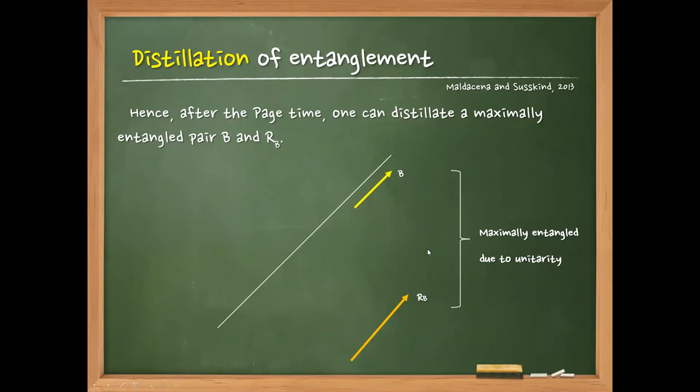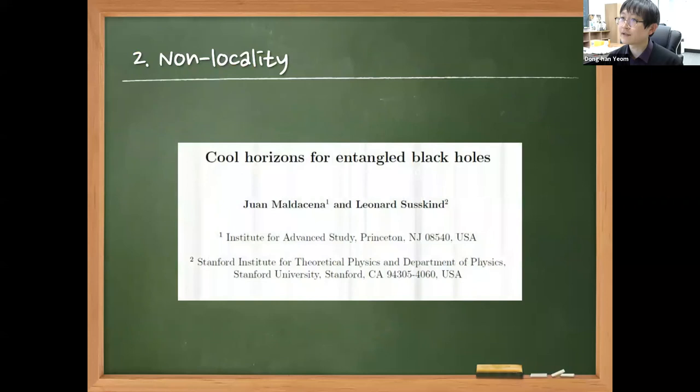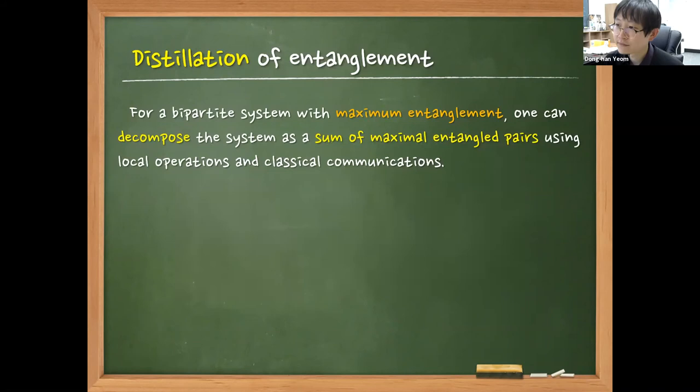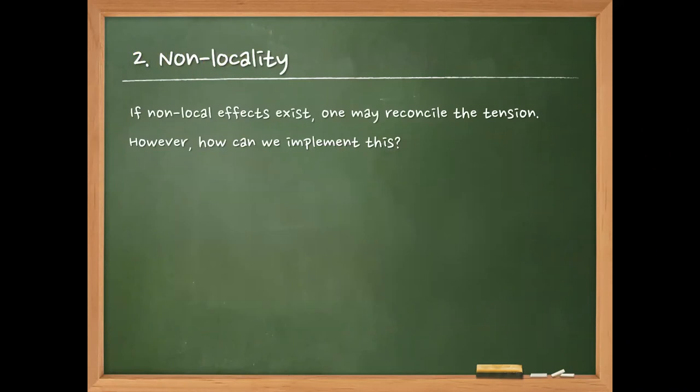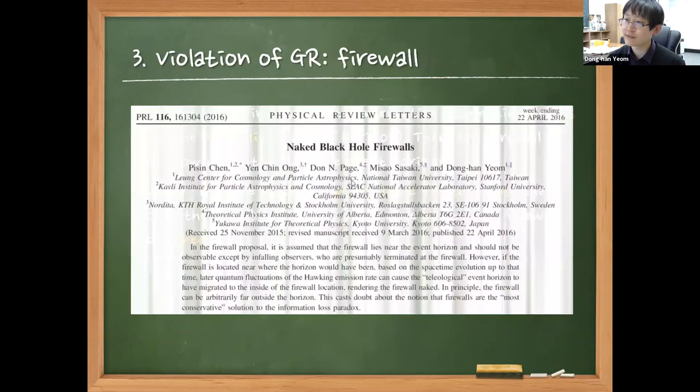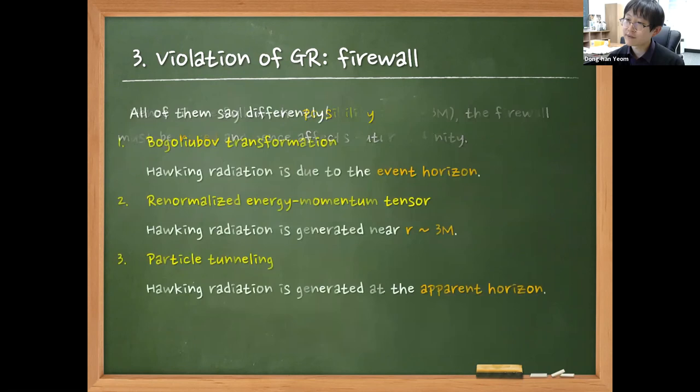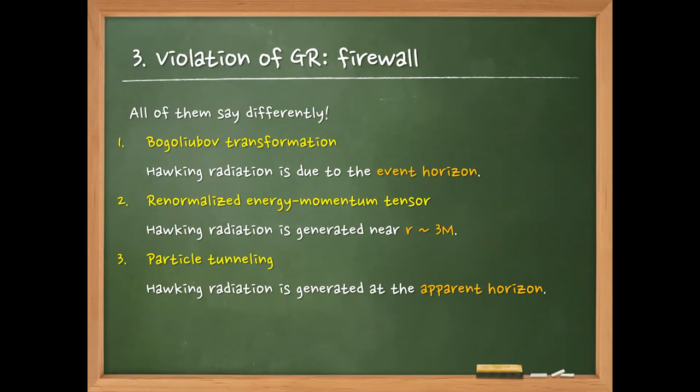So before we get down to this important discussion, I'd like to ask one thing. Yes. Why is the 3M important in the stress tensor approach? You assume that the location of the firewall is roughly 3M. Right. So what is the reason? There is no definite reason, but this is just an interpretation. So the firewall must be located where the Hawking particles are created in order to reconcile the tensions. So the firewall must be located at the particle creation surface.